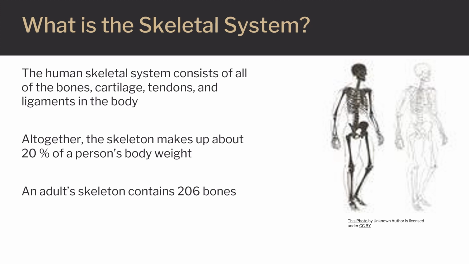There are also some differences in the male and female skeleton. The male skeleton is usually longer and has a high bone mass. The female skeleton, on the other hand, has a broader pelvis to accommodate pregnancy and childbirth.